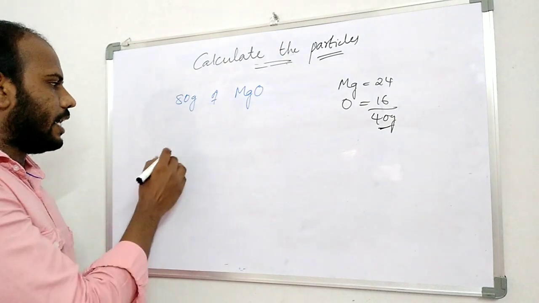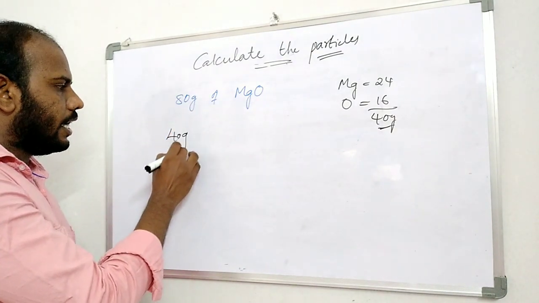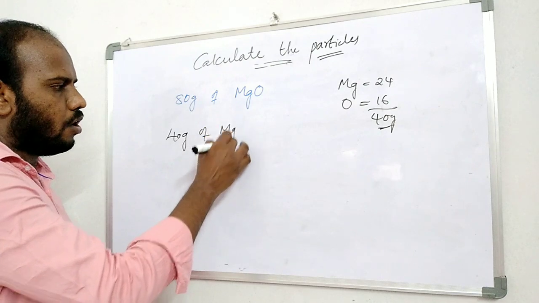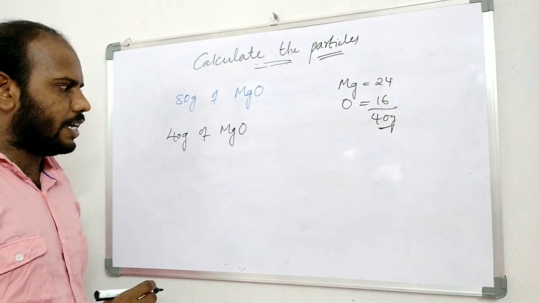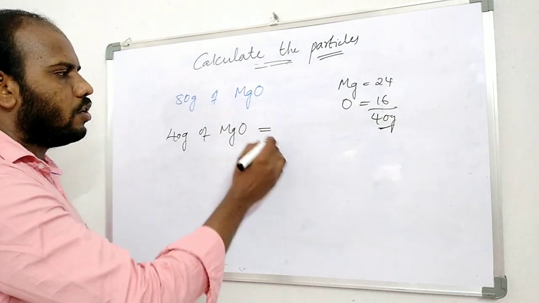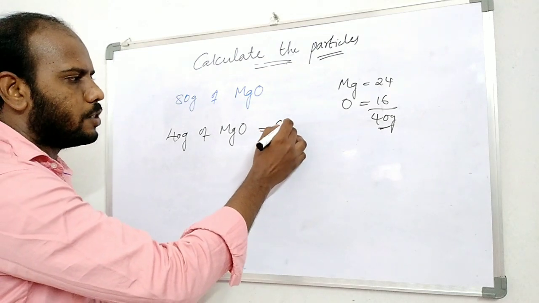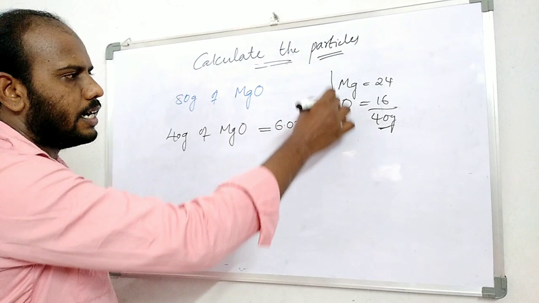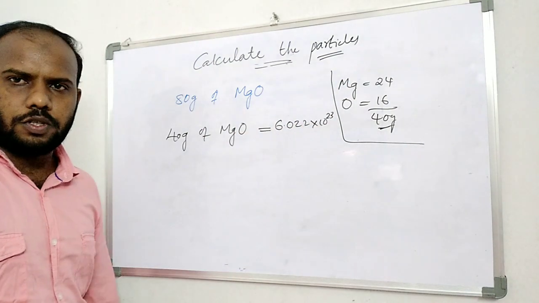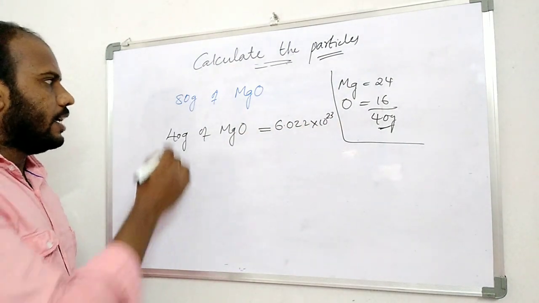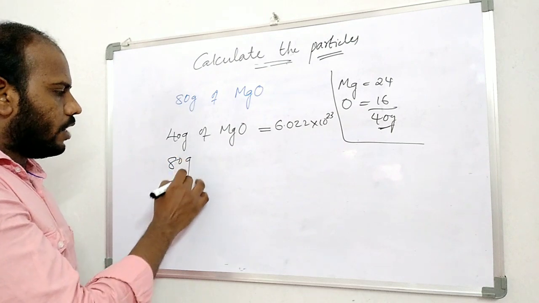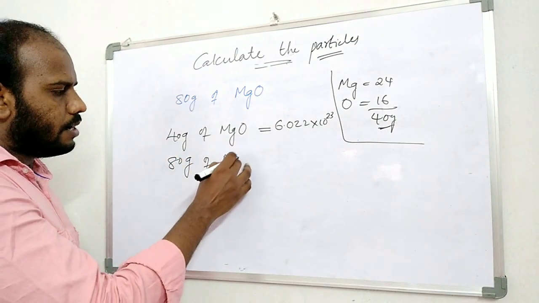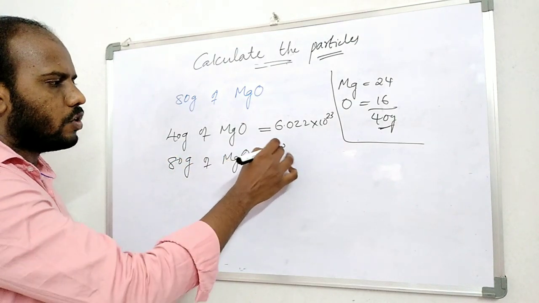So we have written the standard. 40 gram of magnesium oxide is equal to how many particles? 6.022 into 10 to the power of 23 particles. Yes or not? 6.022 into 10 to the power of 23 particles. Then the question asks about 80 gram. So 80 gram of magnesium oxide contains what?